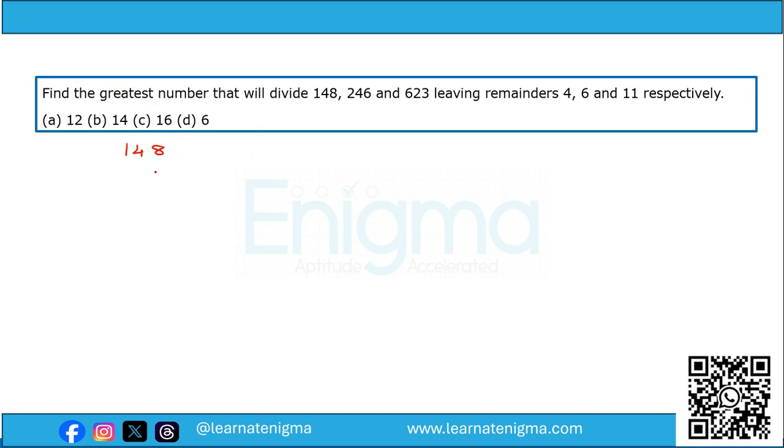and their corresponding remainders, and then subtract the remainders. So 148 minus 4, you have 144. Then 246 minus 6, so you have 240. 623 minus 11, so you have 612.